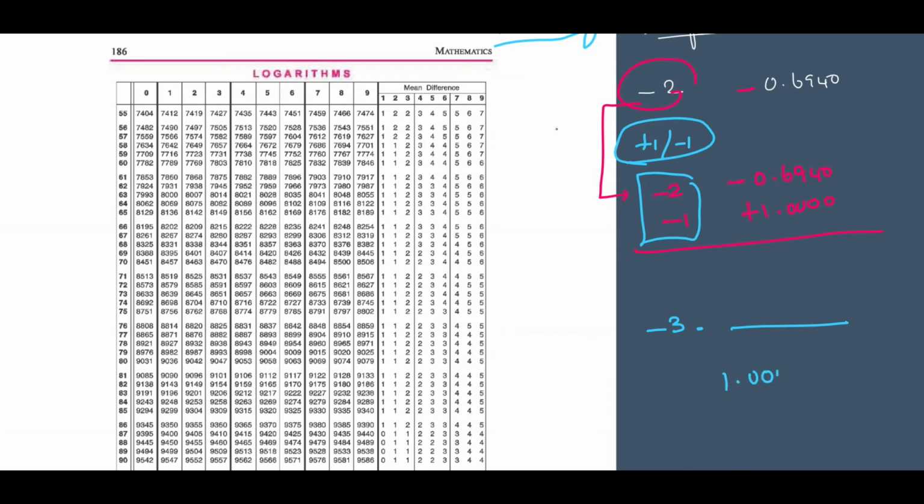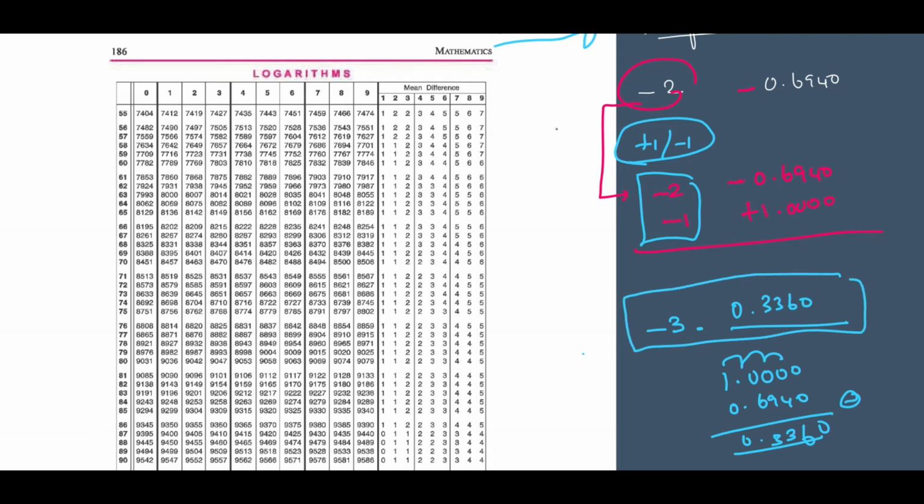So what terms will come here? 1.000 minus 0.6940, we just do subtraction. 0, so we have to take the borrow here. So 10 minus 6, 3; here 9, 3 will come, so 0. So my answer is 0.3360. I have to find the antilog for this.